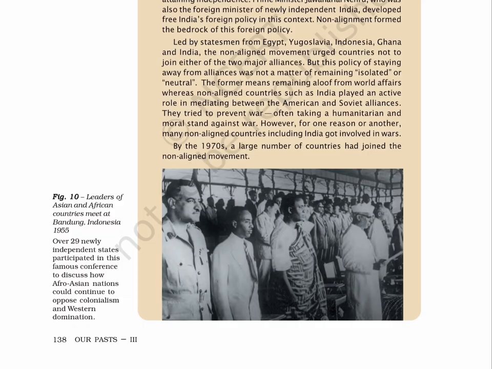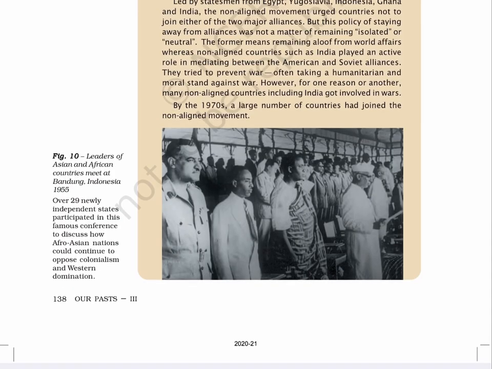They tried to prevent war, often taking a humanitarian and moral stand against war. However, for one reason or another, many non-aligned countries, including India, got involved in wars. By the 1970s, a large number of countries had joined the non-aligned movement.